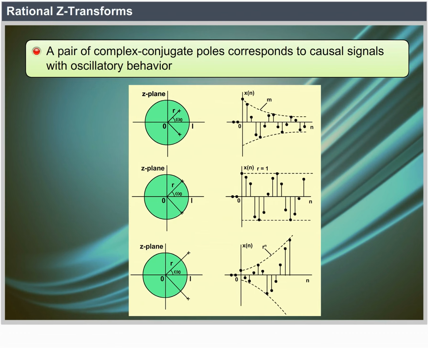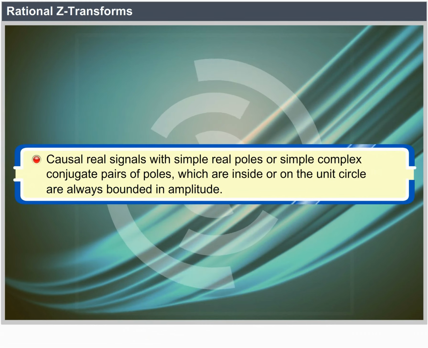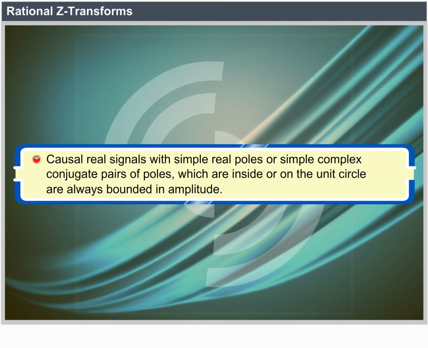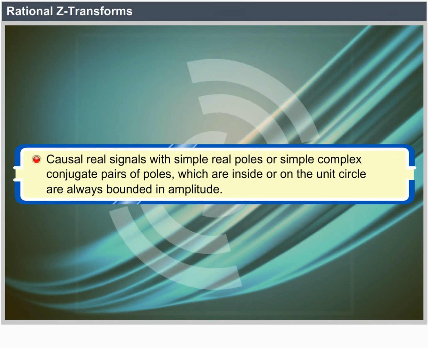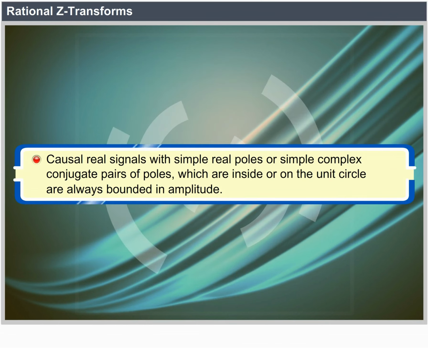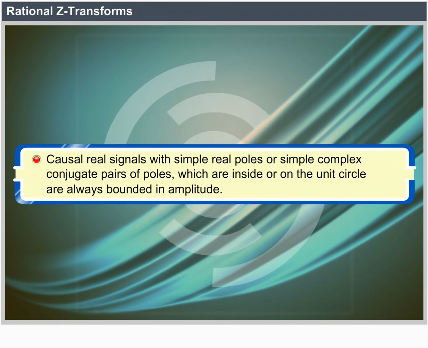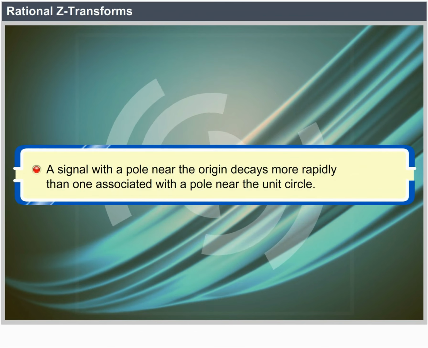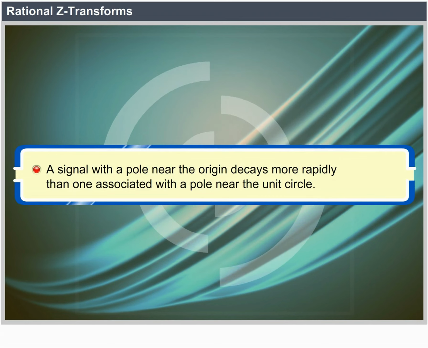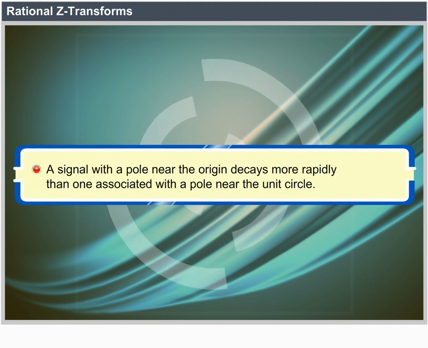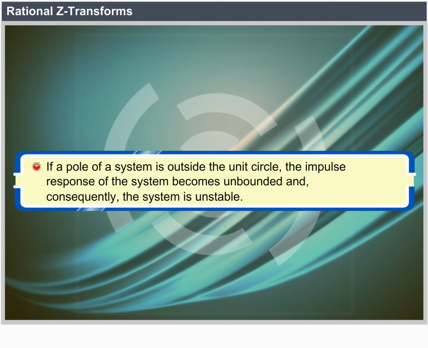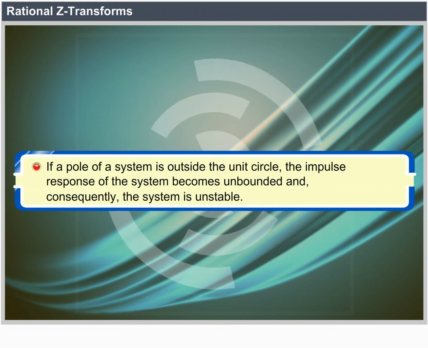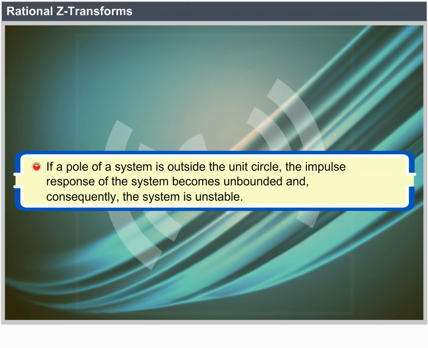Causal real signals with simple real poles or simple complex conjugate pairs of poles, which are inside or on the unit circle, are always bounded in amplitude. A signal with a pole near the origin decays more rapidly than one associated with a pole near the unit circle. If a pole of a system is outside the unit circle, the impulse response of the system becomes unbounded and consequently the system is unstable.